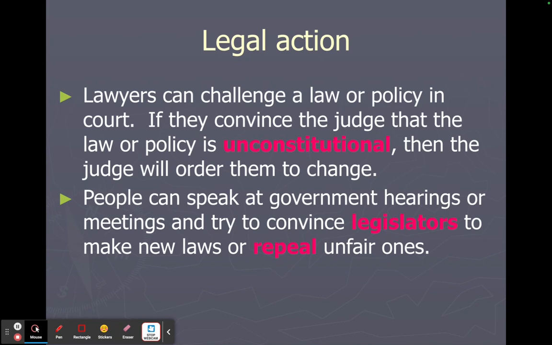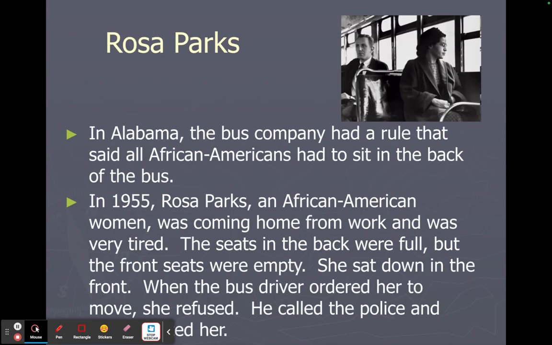So legal action is when lawyers can challenge a law or policy. If they can convince the judge that the law or policy is unconstitutional, then the judge will order them to change. People can speak at government hearings or meetings to try to convince legislators to make new laws or repeal unfair ones. And this is something that we use at all levels of government, where the public is allowed to comment, from the local city council and school committee all the way up to people speaking through their representation at the federal government level as well.